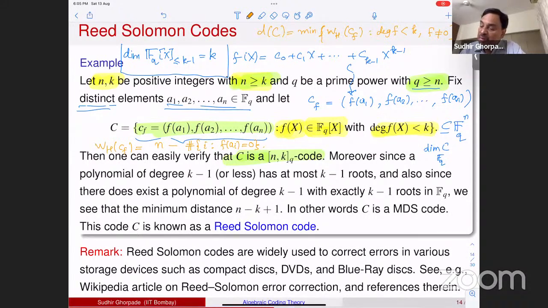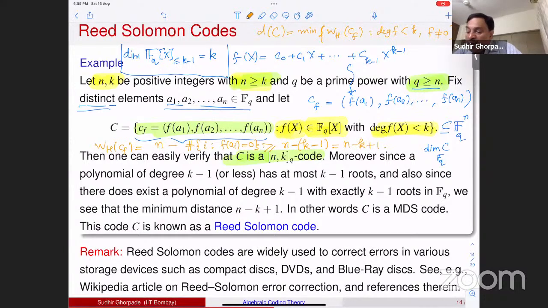And because it comes with a minus sign there, this n minus that would be greater than or equal to n minus k minus 1. So n minus k minus 1, which is n minus k plus 1. Okay. So in other words, the Hamming weight of every non-zero code word is greater than or equal to n minus k plus 1. Moreover, it is very easy to write down something of Hamming weight n minus k plus 1. How do I do that?